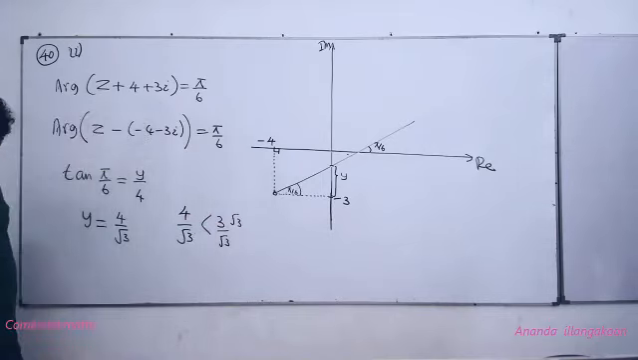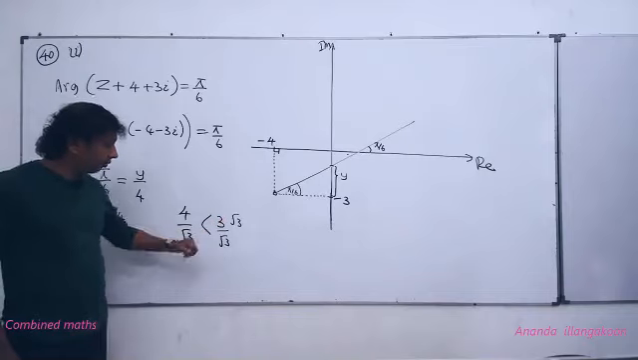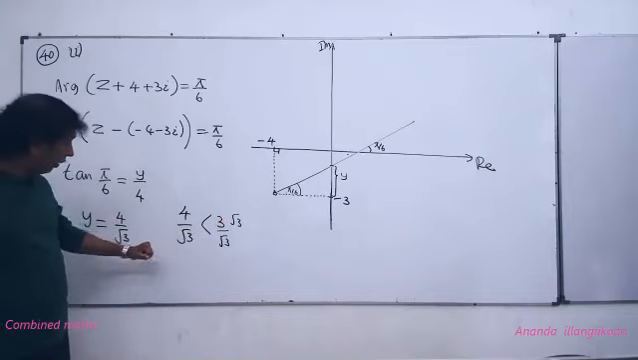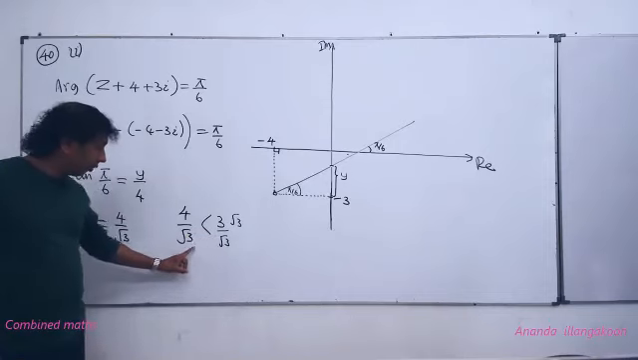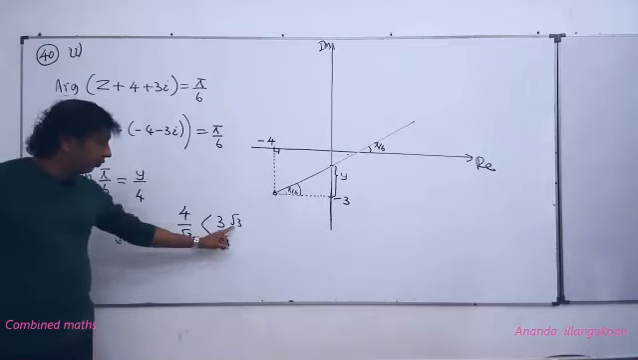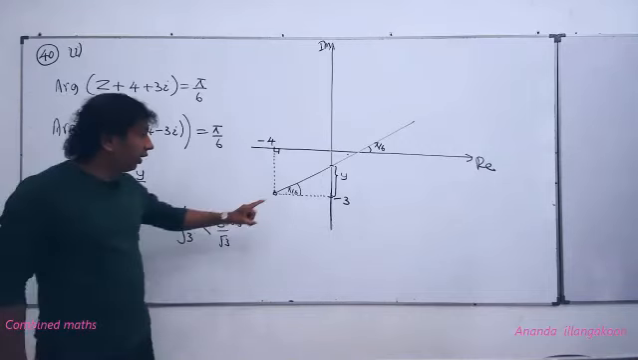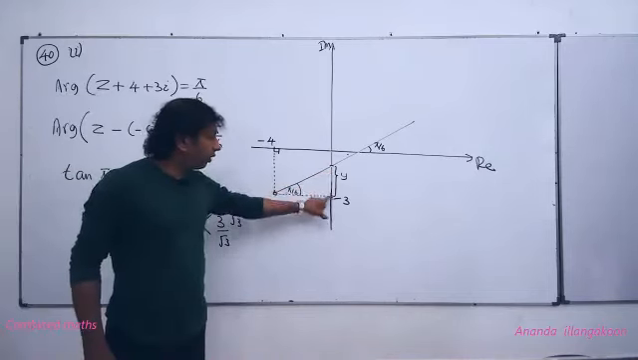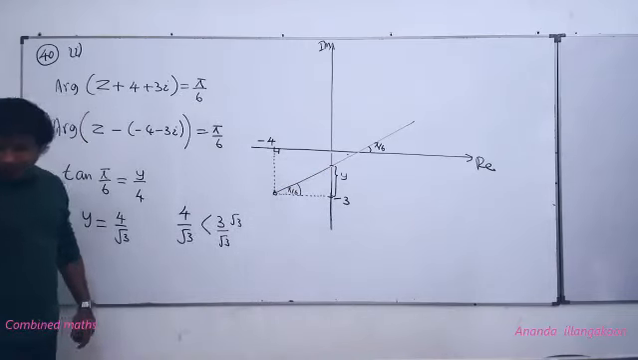4 over root 3 is smaller than this 3, right? For 3 we write 3 divided by root 3 multiplied by root 3. Now, denominators being equal, to get the bigger value we have to consider the numerator. 3 root 3 is greater. Therefore, 4 over root 3 is smaller than this. This y is smaller than 3. So therefore, this diagram is correct.